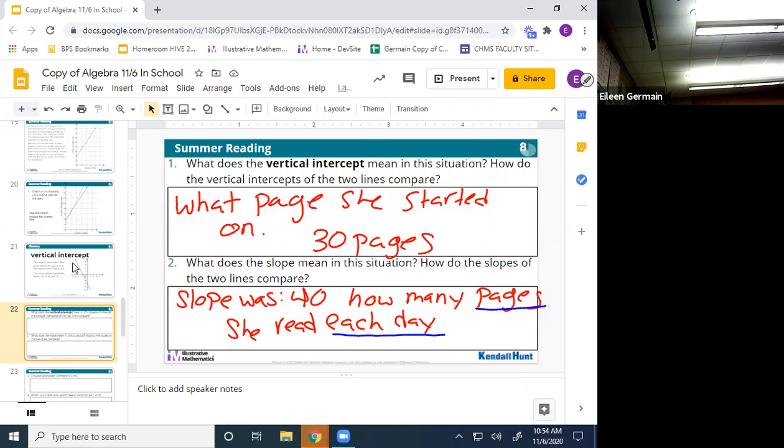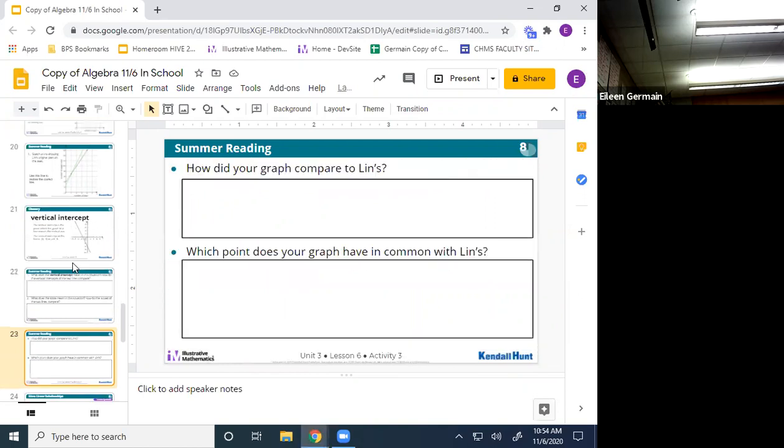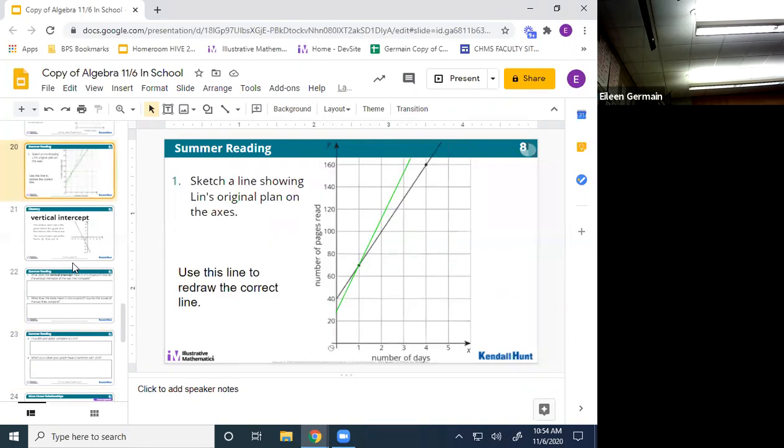Everyone seeing what we're doing here? Okay. Next one we're going to look at. This next question is not in our text, but we're still going to look at it. How did your graph compare to Lynn's? Let's look back at the graph that we drew versus the one that Lynn drew. How are they similar?